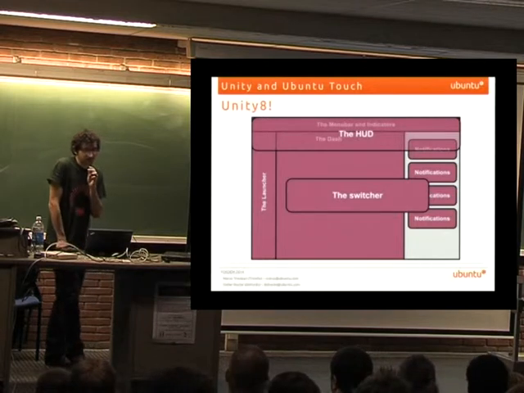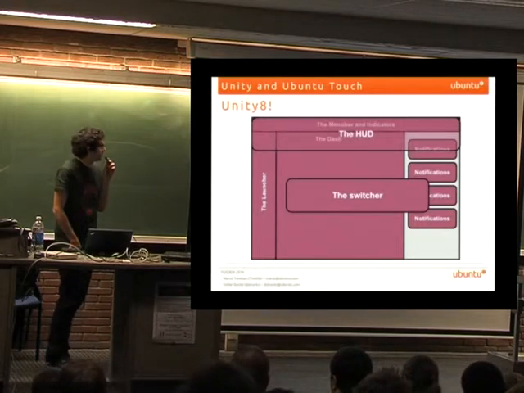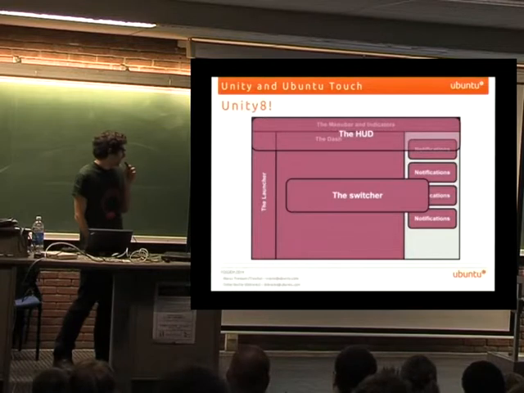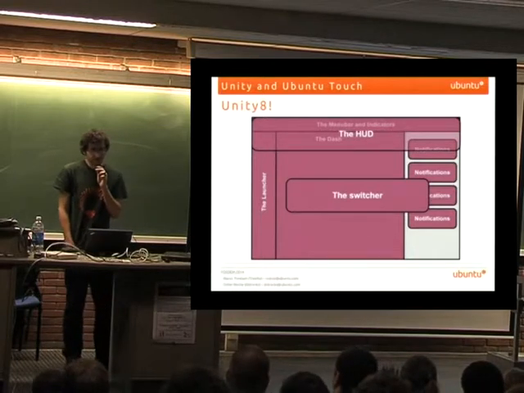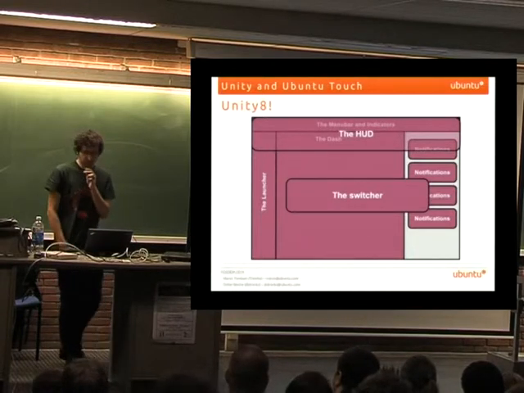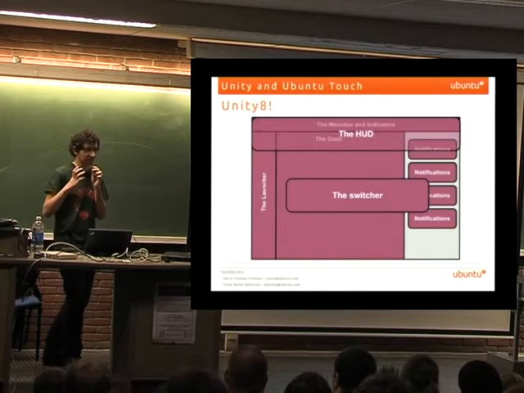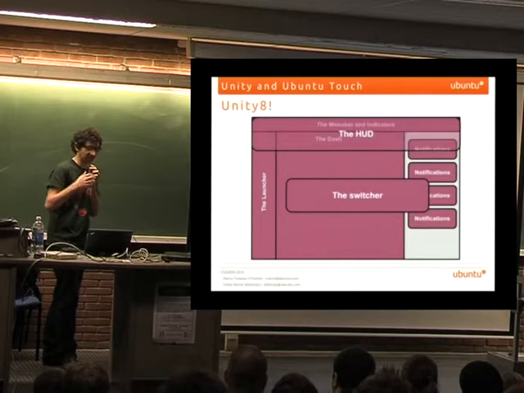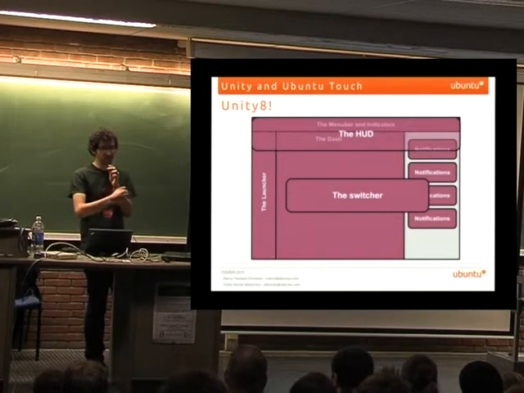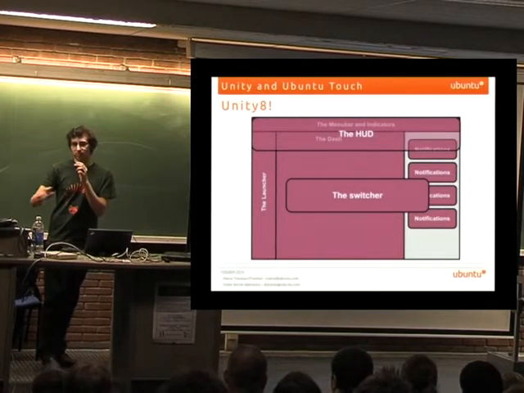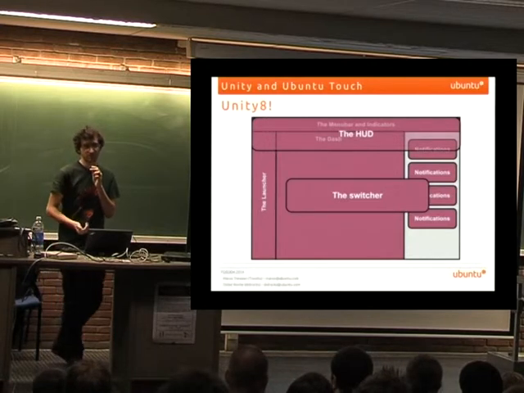So Unity 8 is really similar to Unity 7. It's even more similar in the way that we are reusing the same backend, as Marco was telling. It means that, for instance, the scopes are exactly the same services that are running between Unity 7 and Unity 8. So when you search something in the dash, you get exactly the same result.